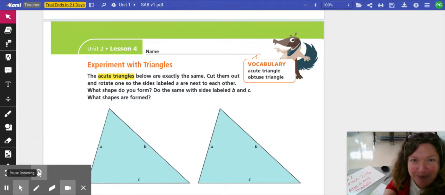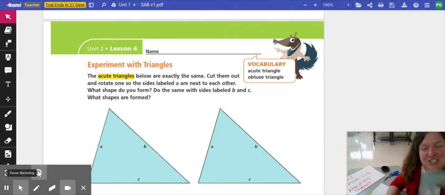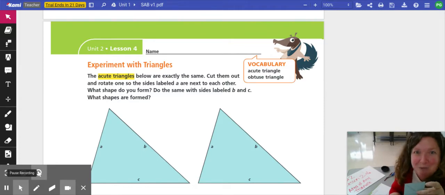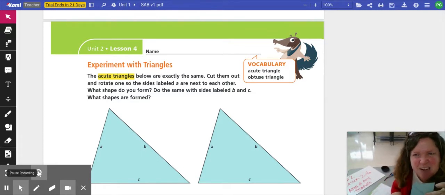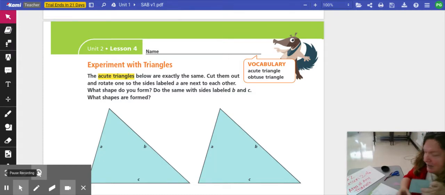That's really, really important because we know how to find the area of parallelograms. So if you can put two triangles together and make a parallelogram, we're well on our way to being able to find the area of a triangle that's not a right triangle, that's any other kind of triangle.